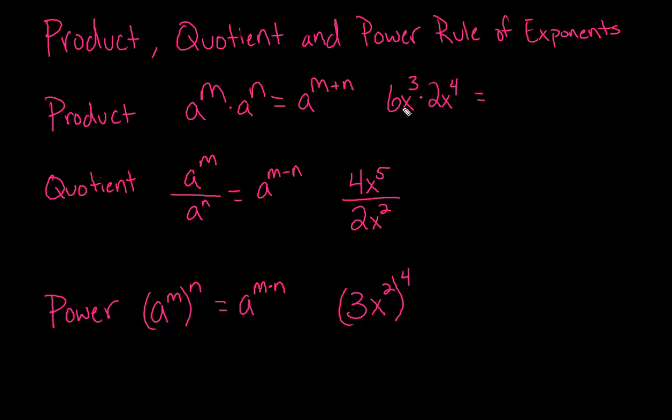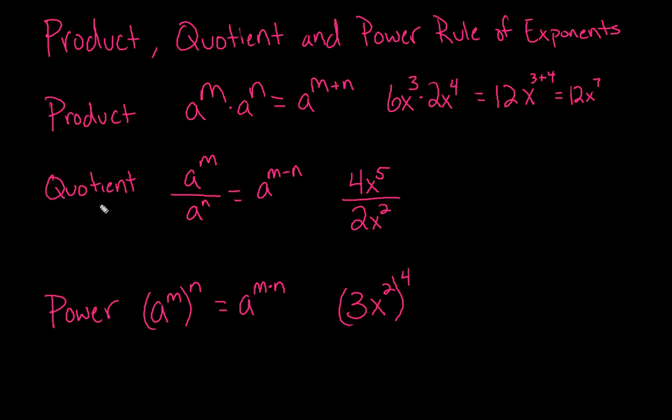Here we can carry out the multiplication of 6 times 2. That gives us 12. And then we have x to the third times x to the fourth. Well, this says when we have the same base, we can simply add the exponents together. So really it's going to be x to the 3 plus 4, and that's going to equal 12x to the 7th power. All right, so that's the product rule.